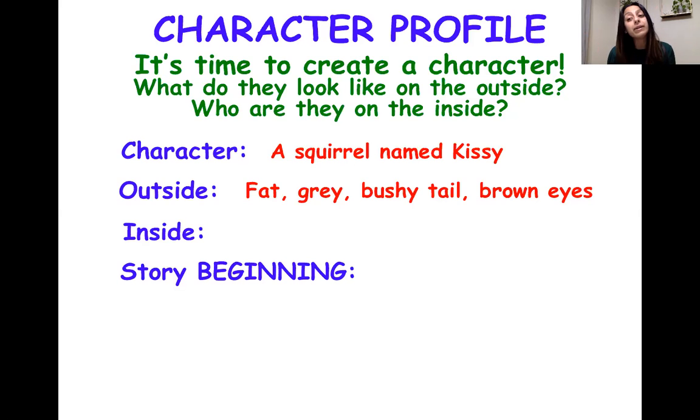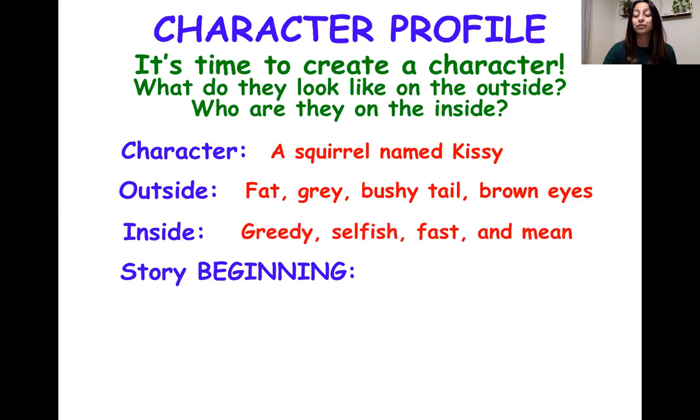Beautiful. Now it's time to talk about what Kissy's like on the inside. Who is she on the inside? What are the character traits that describe my squirrel, Kissy? Well, she's greedy. She wants all the peanuts to herself, so she's greedy. She's also selfish because she doesn't want to share her peanuts. She's fast because she chases the other squirrels away really, really fast so no one else gets her peanuts. And she's mean because she chases all the other squirrels away, okay?